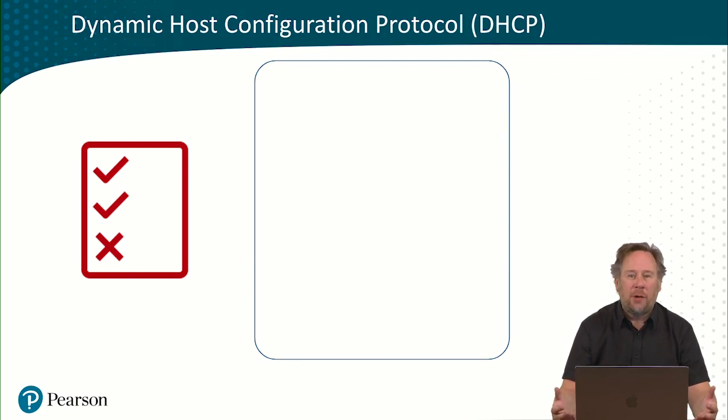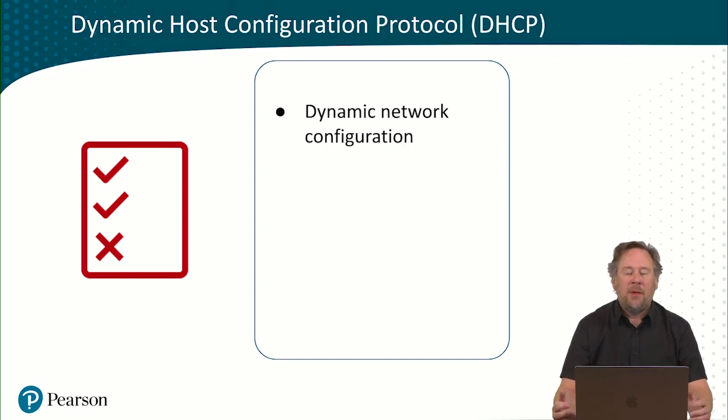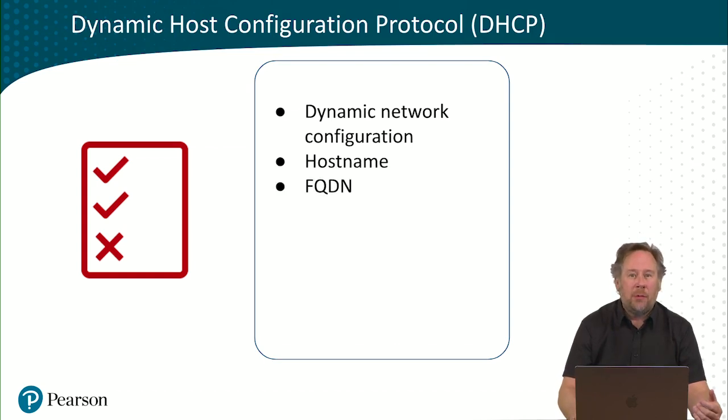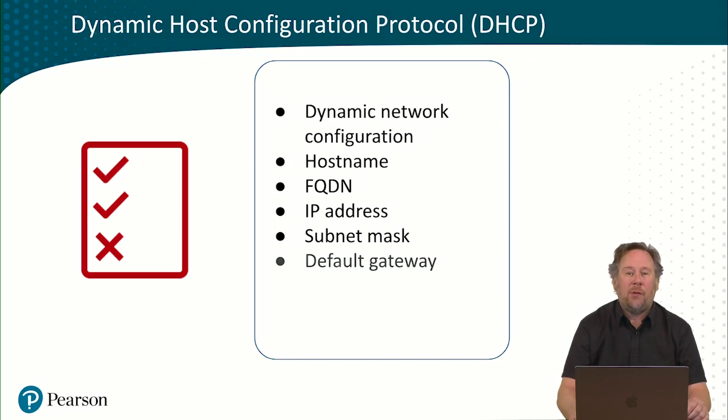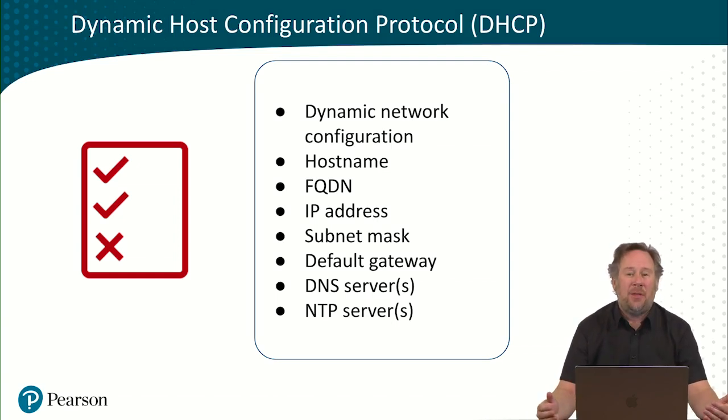DHCP, Dynamic Host Configuration Protocol, is a really important service to have set up correctly. This is what allows your virtual machines to receive their network configuration dynamically so that you don't have to statically define it. And this could include host names, the fully qualified DNS domain name. It could be private IP addresses, subnet masks, default gateways, DNS servers, and NTP servers, so that you don't have to configure any of this in the operating system. It's simply provided as a service when the instance starts up.